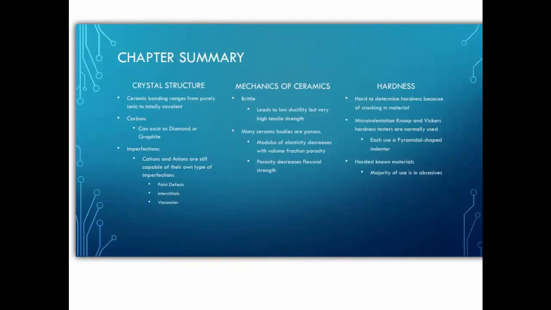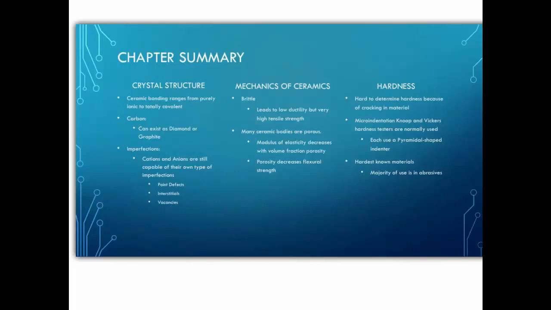In this chapter, we go over three main topics. They include the crystal structure, mechanics of ceramics, and hardness. In the crystal structure, we notice that ceramic bonding ranges from purely ionic to covalent. We also notice that carbon plays an important role in this chapter because it can exist as diamond or graphite. And the last thing in this section is imperfections. Cations and anions are still capable of their own types of imperfections, which include point defects, interstitials, and vacancies.